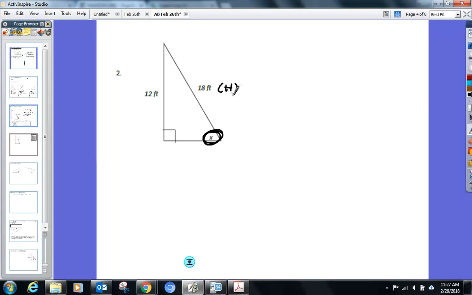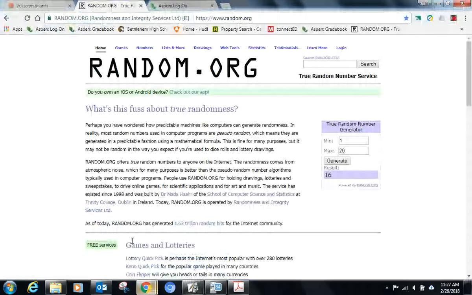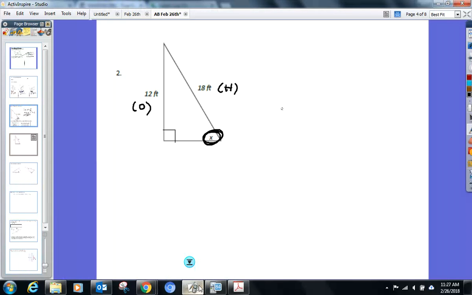Yep, and 12. All right. So I have enough information to use what ratio? Sine, yep. The sine of x equals opposite 12 over hypotenuse 18. Given the ratio, use your inverse keys. So that angle is going to be the inverse of sine with a ratio of 12 over 18.